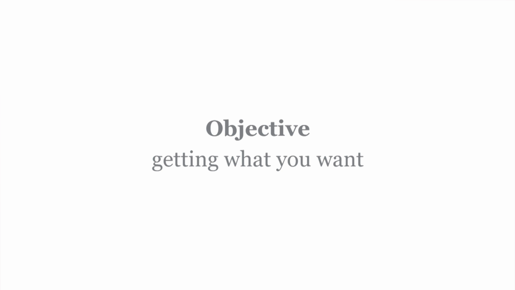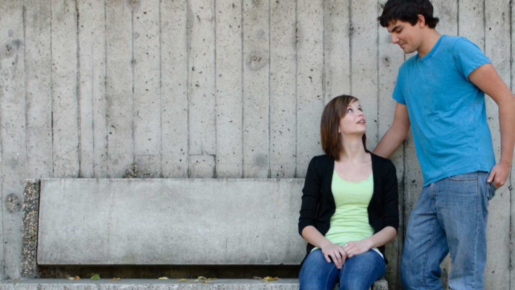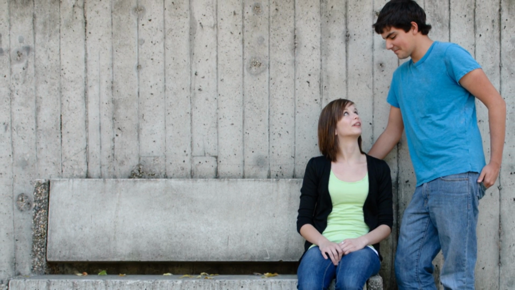The first one, objective, is essentially getting what you want. What do I want to get out of this relationship, or what do I want to get from this individual or person? So an example would be standing up for your rights, requesting something from others, refusing requests, and getting your opinion taken seriously. So that's where you'd use the objective.